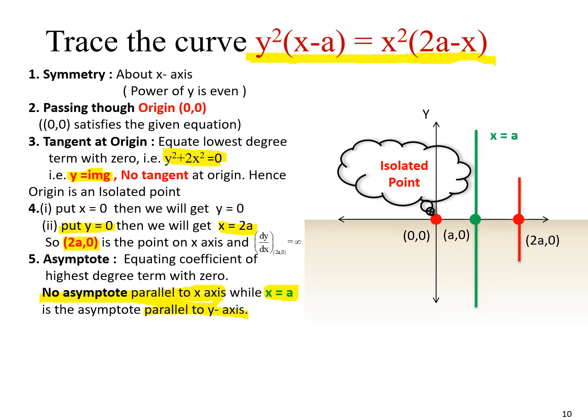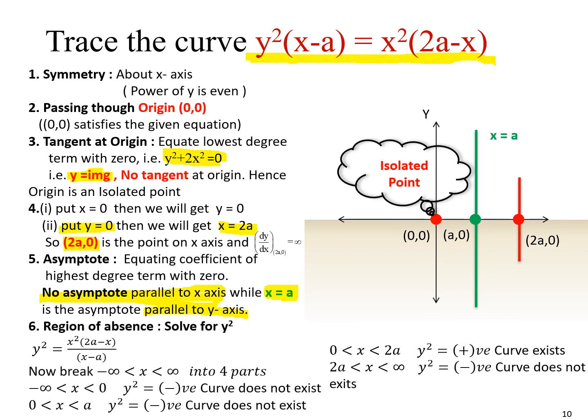Okay, now the last rule, region of absence. So for region of absence, you have to solve your equation for either x square or y square. Here you can easily see that the equation is not solvable for x square because an x term is also there. But this equation is easily solvable for y square. So you can rewrite your equation as y square equal to x square into (2a minus x) upon (x minus a). Okay, now put the denominator and numerator of the right hand side equal to 0.